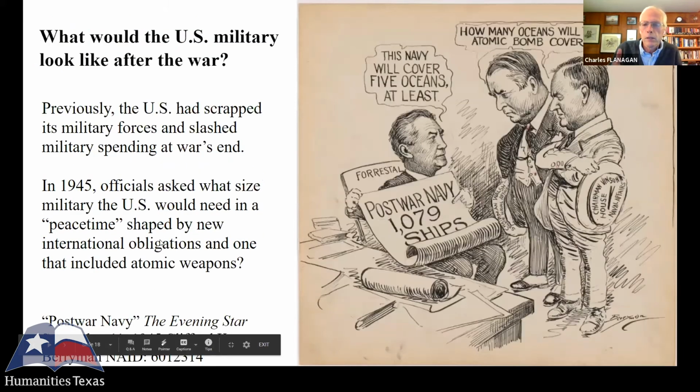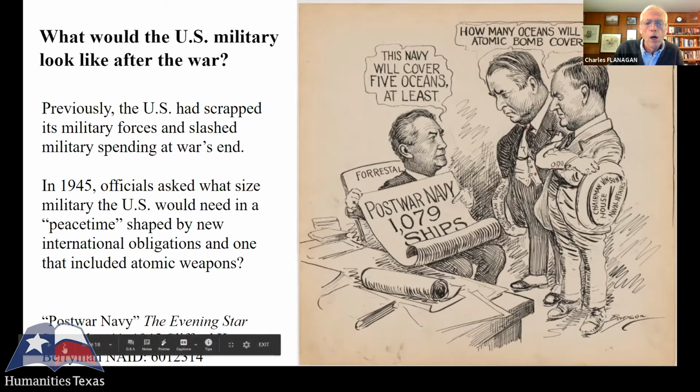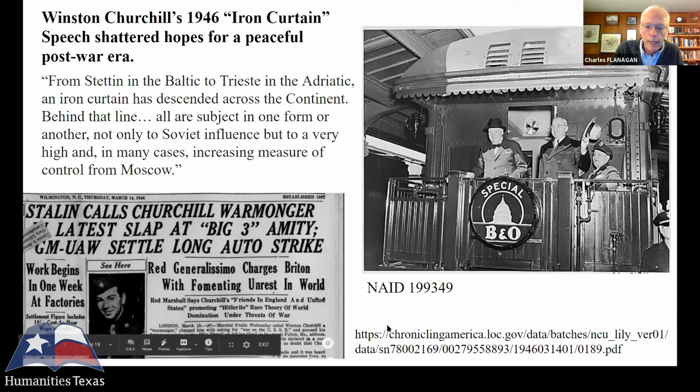But there are some questions that remain, one of which was, what will the U.S. military posture be like after the war? You know, after World War I, they wanted to scrap the military and go back to neutrality. What about after World War II? And here you see a discussion about how big of a Navy should we have in this 1945 cartoon. And the question that's raised is, well, how many atomic bombs will cover the oceans? You know, should we rely on the atomic bomb or should we rely on conventional weapons? Because we have a monopoly on the bomb.